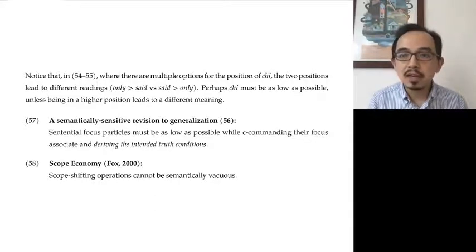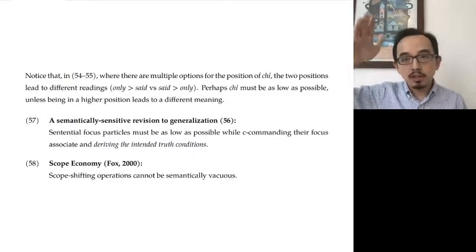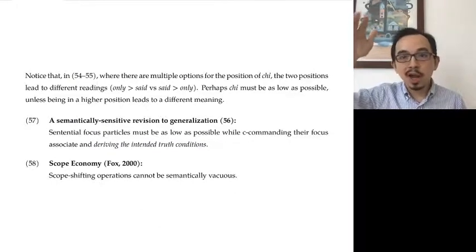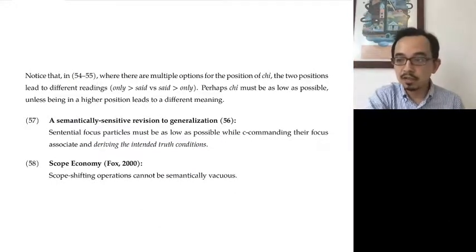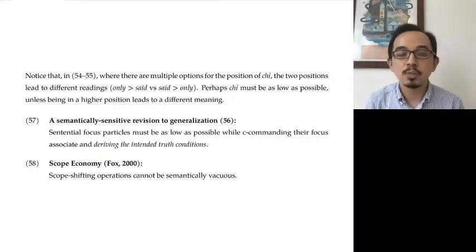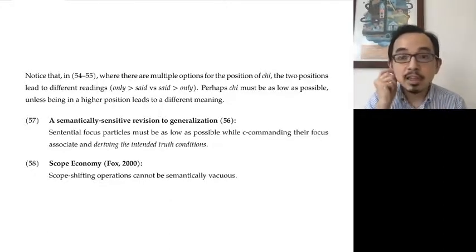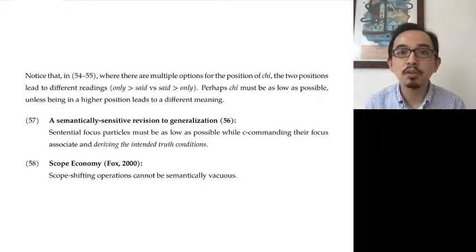So if, in 54 and 55, we wanted an only-say interpretation, well then you have to have it as low as possible while staying above say and associating with the embedded object. But if you want a say-only interpretation, well then it can stay even lower. And this harkens back to this idea of scope economy from Danny Fox's work and much subsequent work, including work at this conference presented, I think, tomorrow morning.